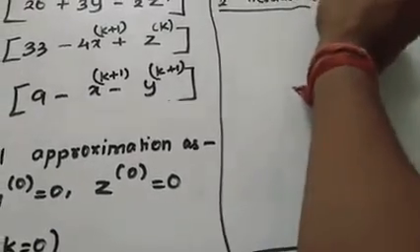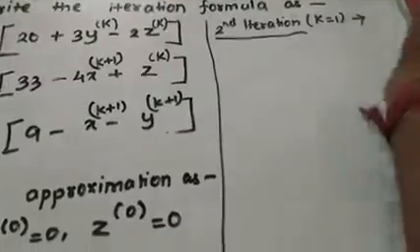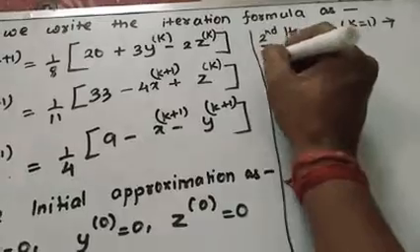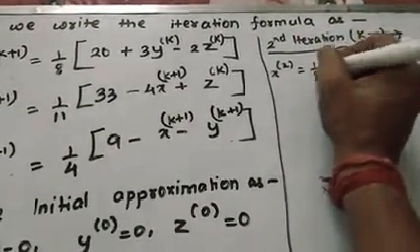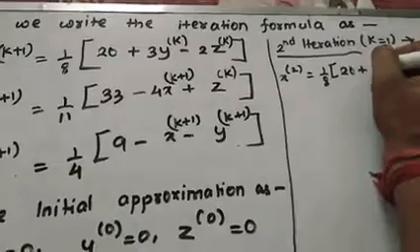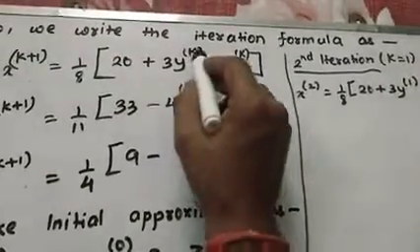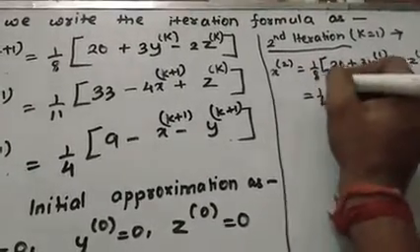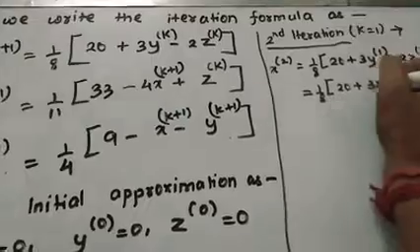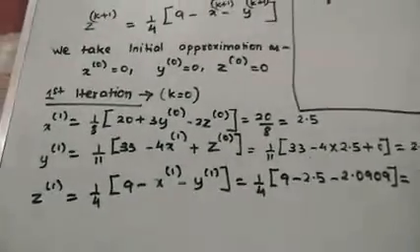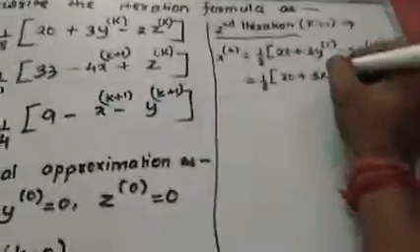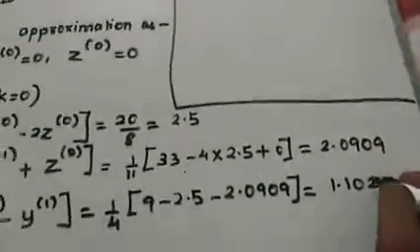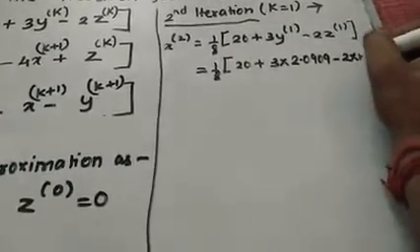that is k equals to 1. Okay, so now putting k equals to 1 here, 1 plus 1 is 2, that will be your x2, 1 by 8 (20 plus 3y1, k equals to 1, minus 2 z1). So that is 1 by 8 (20 plus 3 into y1). What is y1? This is your y1. See, y1 is 2.0909 minus 2 into z1. What is your z1? This one. That is 1.1023.